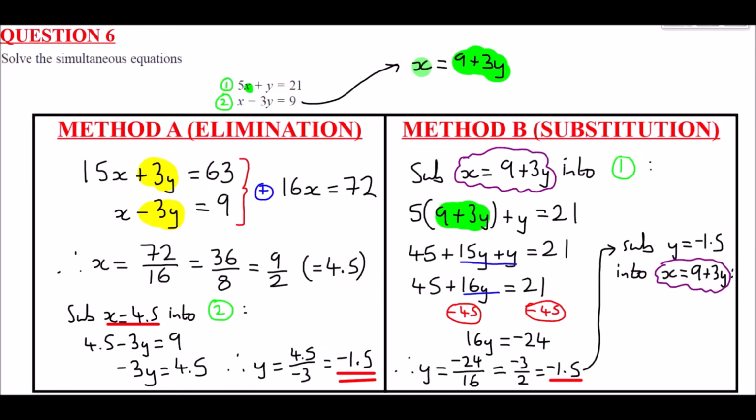So out will pop x. So x equals 9 plus 3 lots of minus 1.5. Well, 3 times minus 1.5 is minus 4.5. And if I'm adding that minus, it's the same as just subtracting 4.5. And 9 take 4.5 leaves me with 4.5. So again, exactly the same solutions as before, just a different method. Use whichever one you'd prefer.